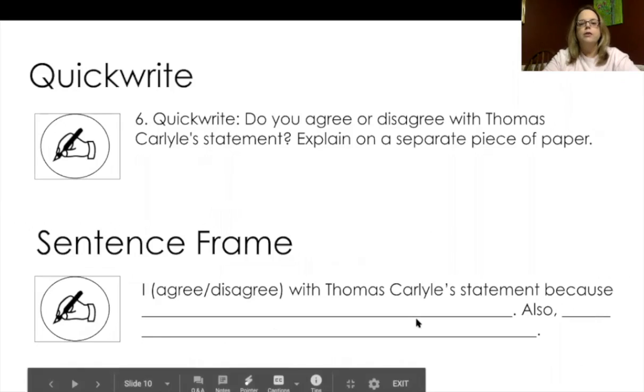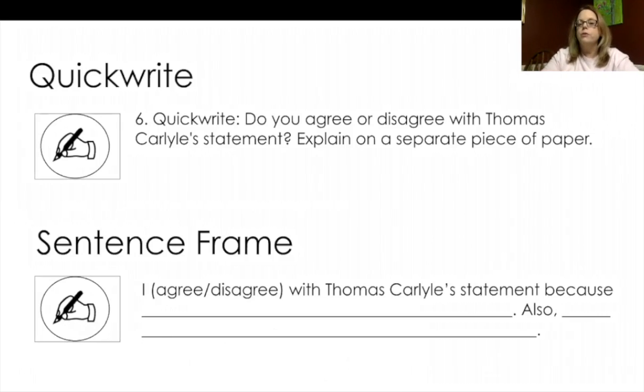And then down here, if you both want to use the sentence frames to start, "I agree with Thomas Carlyle" or "I disagree with Thomas Carlyle's statement," then this would be a really good sentence frame for you to use, okay? So maybe we'll start with agree. If you agree with him, you may say that you should always argue with facts and evidence rather than feelings, because feelings have no place in arguments, okay?